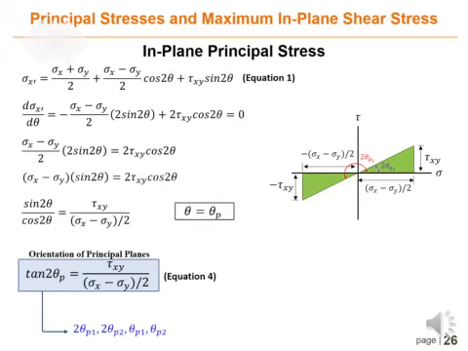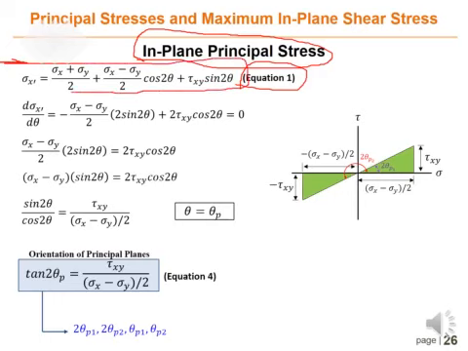So let's start with the in-plane principal stress. As I said just now, we are going to differentiate equation number 1. We know that this is equation number 1, and then you have to differentiate it with respect to theta. So you will have this equation. Now you have d sigma x prime divided by d theta, and then you will get this.